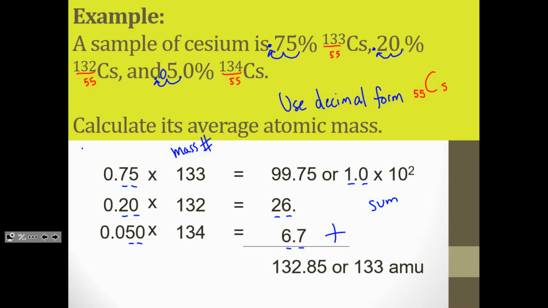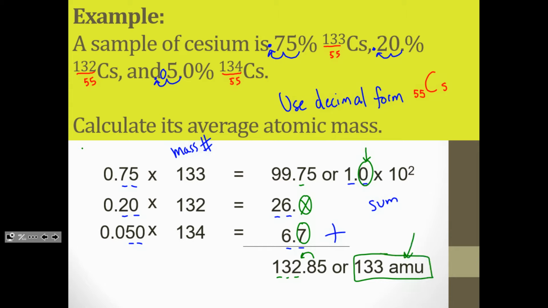And if we're looking at significant figures, we would look to the right of the decimal when we are adding. There was 1 to the right of the decimal here, nothing to the right of the decimal here, and 1 to the right of the decimal. So we can't have anything to the right of the decimal. That's why we're going to round the 8 to the 2, which is going to be 133. And our units are atomic mass units.